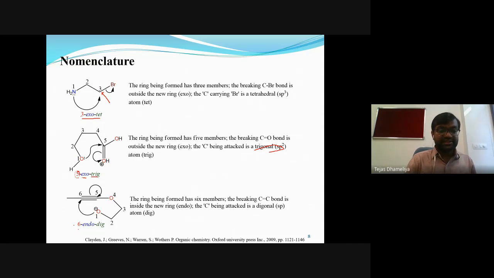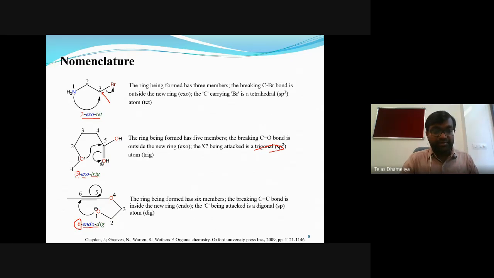The next cyclization is 6-endo dig. So why is it called 6-endo dig? Because here there are 6 atoms attached with each other, through 6 carbons. Let us say 1, 2, 3, 4, 5 and 6. Negatively charged oxygen will attack the terminal carbon, and one of the double bonds will shift from here to the adjacent carbon. So that's why this is called 6 position here. Therefore it is called 6.